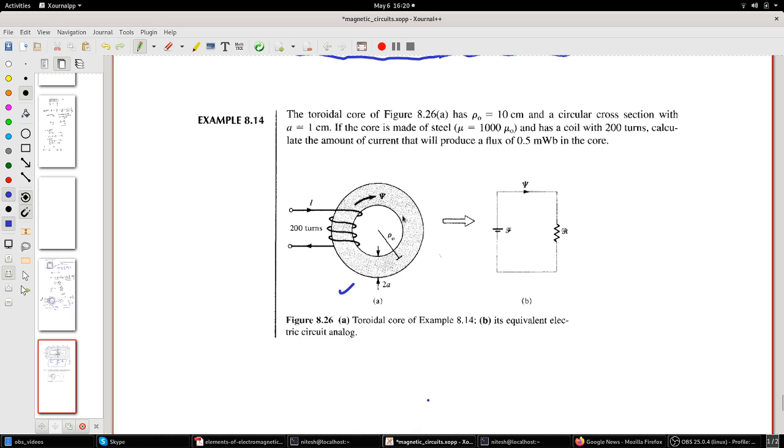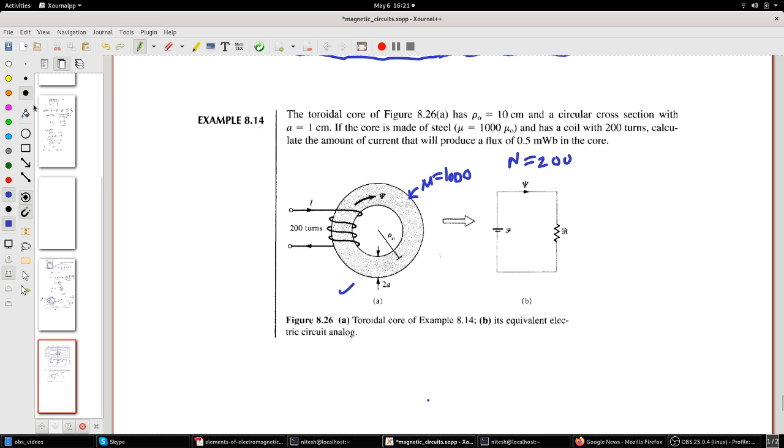If the core is made up of steel, the core here is made up of steel with mu equal to 1000 into mu 0. We know that mu 0 is 4 pi into 10 raised to minus 7 henry per meter. So this one is 1000 mu 0, and the coil has got 200 turns, so N is given as 200.